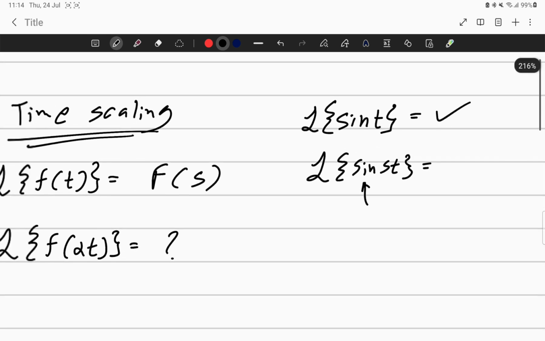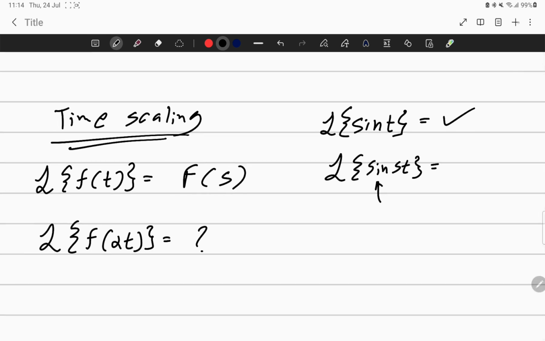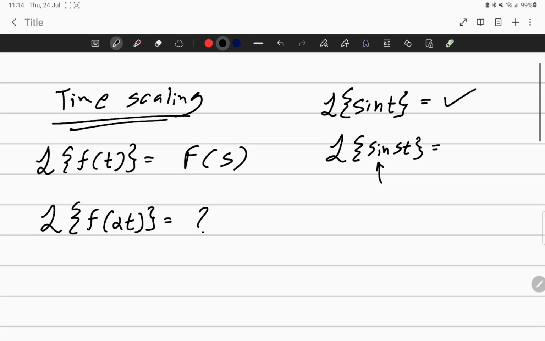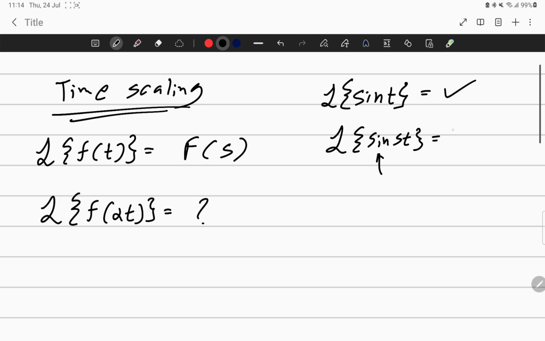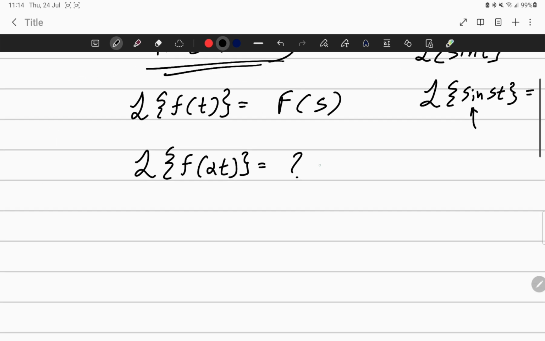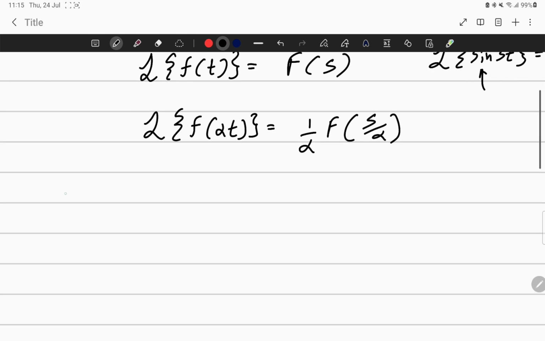There are some situations like that. I don't know this one, let's say it is a question, so I need to find this. This theorem says it is 1 over alpha times F(s over alpha). Let's prove this.